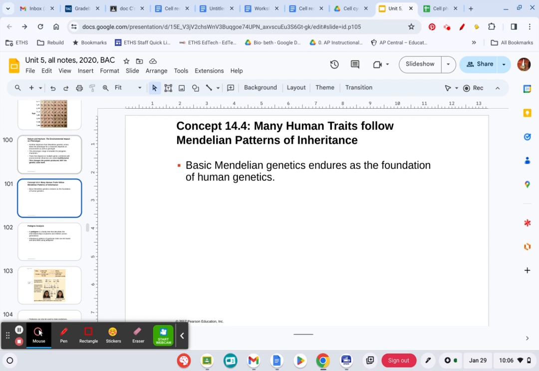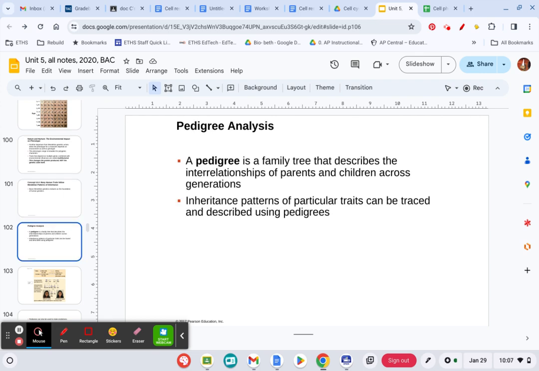Okay, so many human traits do follow Mendelian genetics. I want to talk about a few of them. But before we do that, let's talk about pedigrees. Pedigrees are basically family trees. These are ways to describe the relationship between parents, grandparents, and kids so that you can trace a trait from where it was first observed to present day and make some suggestions whether or not offspring, kids, will have a particular trait.